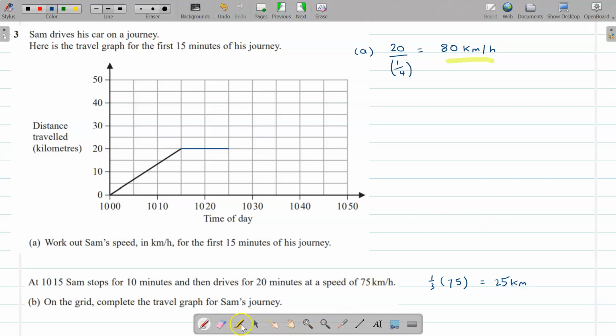So basically, I've just got to make this line go from where it is now at 20 kilometers. Another 25 will take us to 45, and another 20 minutes would take us to 10:45. So what I need to do is just put the line there, and I've got to go 20 minutes along and 25 kilometers up from where I am, which would take me to there. Okay, and that's it.